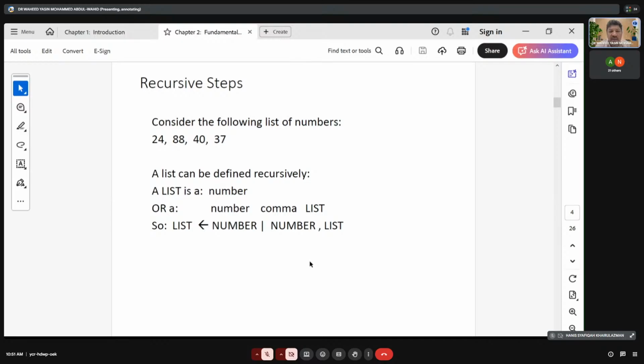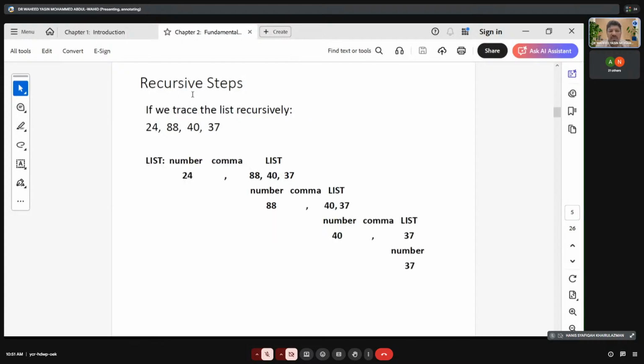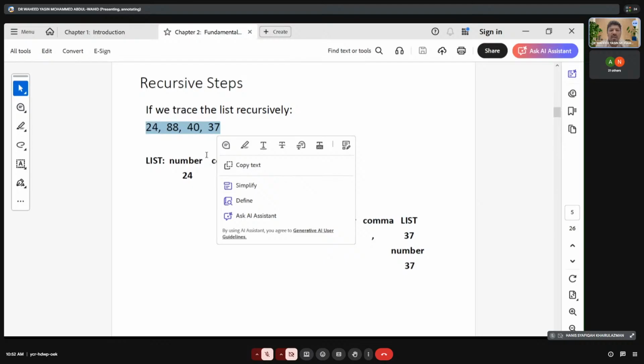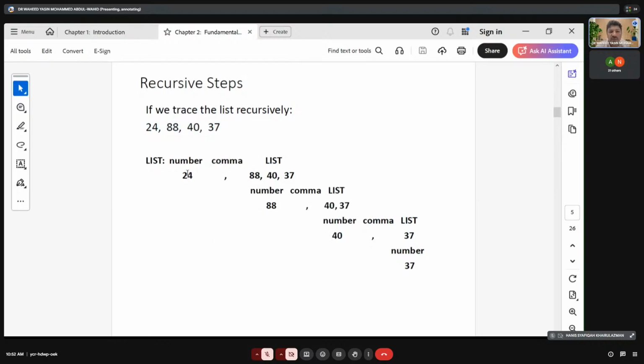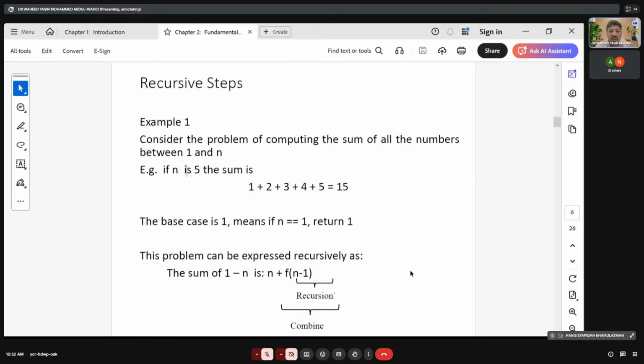Here we have an example: 24, 88, 40, 37. A list can be defined recursively. A list is a number, or a number, comma, list. So list is number, or number comma list. This is a basic recursive representation of this list: 24, then 88, then 40, 37. We have 88, comma, then 40, 37, then 40, comma, then 37, which is just a number. This is an example of recursion.